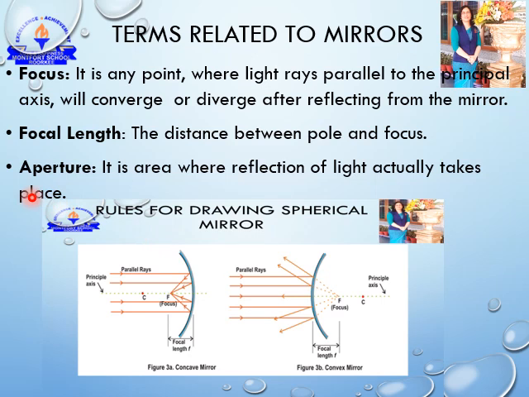The main and very important term here is aperture. Aperture is the part from which the reflection of light actually happens. Whatever is the coverage area of the mirror, that whole area where reflection can take place is known as the aperture of a mirror.